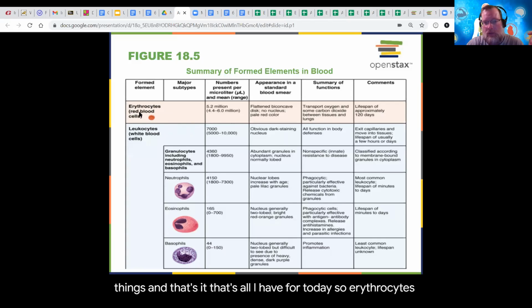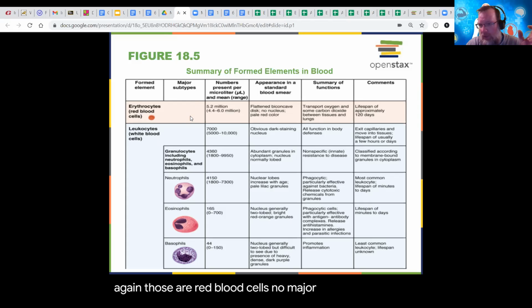So erythrocytes, those are red blood cells. No major subtype. It's a red blood cell. Numbers present per microliter, not milliliter: 5.2 million per microliter. How much space does a microliter probably take up? Probably like the tip of your pinky. The amount of blood that would fit into the tip of your pinky, that's about a microliter. Not much. Small amount. 5.2 million red blood cells.